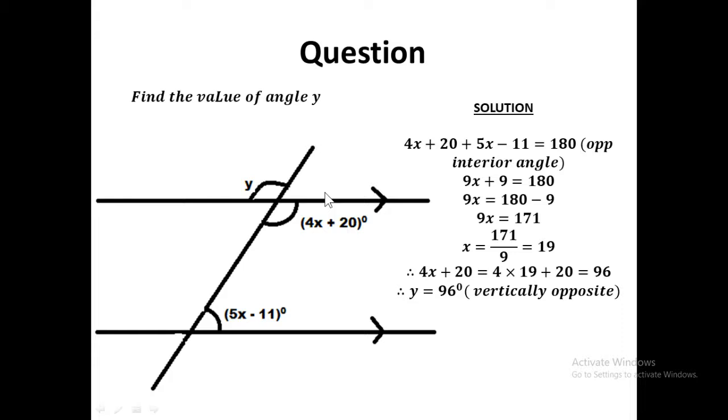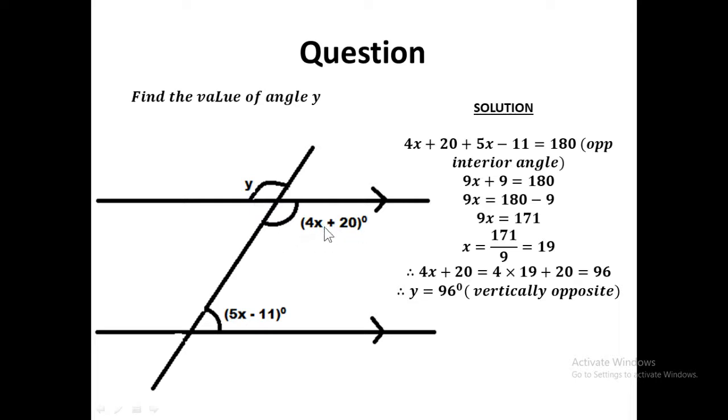Then if you look at this question now, you are given this angle here as angle y, this angle here as 4x plus 20 degrees, and this angle here as 5x minus 11 degrees. The question says find the value of angle y. Now you can see that there's no way you can find this angle y yet, unless we know the value of the total angle in this angle here. If you can find the total angle here, then you can know this angle y, because there's a relation between this angle here and the angle y you are looking for.